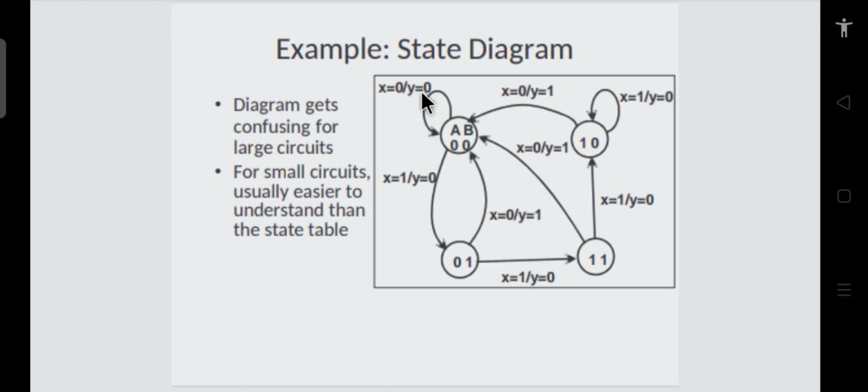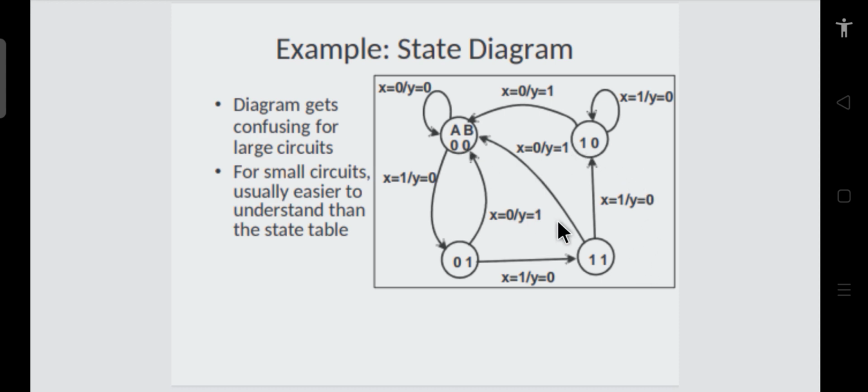Whatever is written here is your output. Sometimes in this diagram I have shown you x equal to 0 and y equal to 0 separately written, but in usual state diagrams this is not mentioned. Whatever is written first is your input, and whatever is written after the slash will be considered as the output. Whereas here in the state circle also, the state is represented by a circle. I have shown you the labels A and B, but usually A and B are not shown. You start from the MSB and end at the LSB. This is how you write these states.